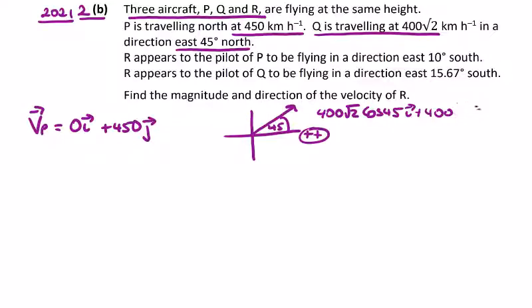Don't rush into the answer. Write out the steps. Sine of 45 in the j. So we're going to get 400 root 2 by 1 over root 2, which is just going to be 400 in the i direction plus 400 in the j direction for the velocity of Q.